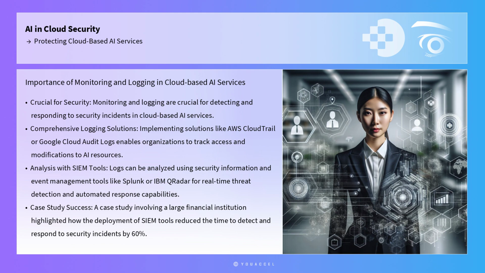Monitoring and logging are crucial for detecting and responding to security incidents in cloud-based AI services. Implementing comprehensive logging solutions, such as AWS CloudTrail or Google Cloud Audit Logs, enables organizations to track access and modifications to AI resources. These logs can be analyzed using security information and event management tools like Splunk or IBM QRadar, which provide real-time threat detection and automated response capabilities. A case study involving a large financial institution highlighted how the deployment of SIEM tools reduced the time to detect and respond to security incidents by 60%, significantly mitigating potential damage.